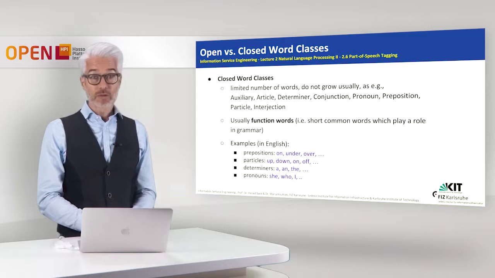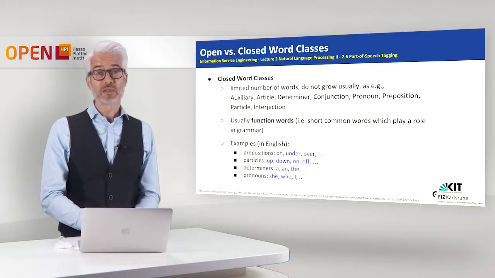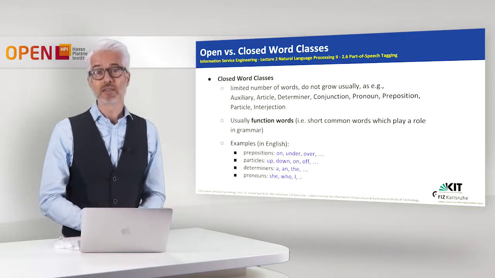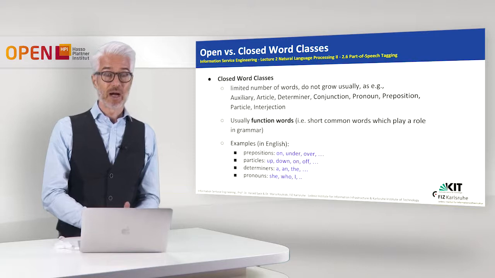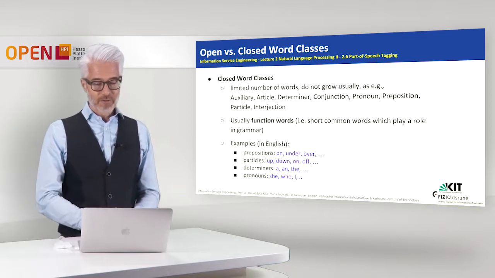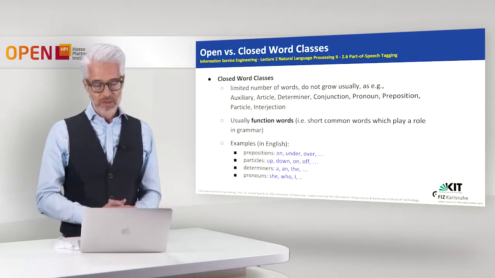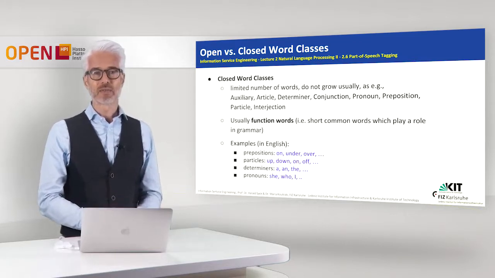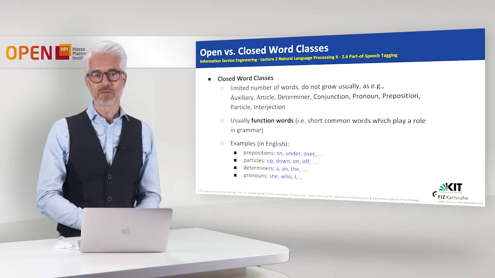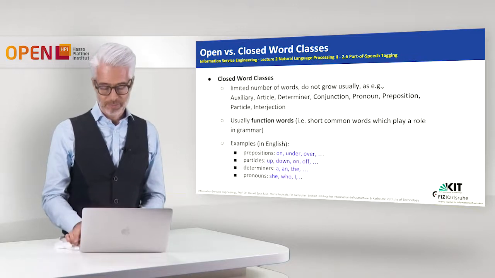So first have a look at the closed word classes. These are classes which usually don't grow. So this is a limited number of words, and usually there are not necessarily new words of these classes created, like for example auxiliaries, articles, determiners. So you don't invent a new determiner. So therefore this is kind of a closed class, and usually these are function words, short common words which play a role in grammar. So some examples are, for example, prepositions like on, under, over, particles up, down, on, off, determiners, pronouns, and so on. So these belong to the so-called closed word classes.